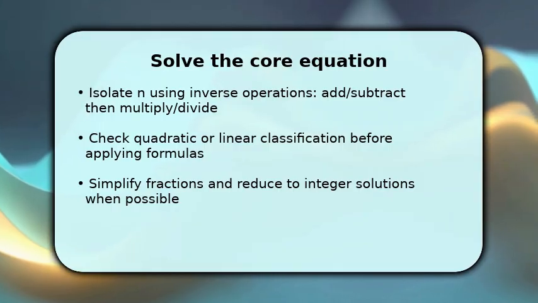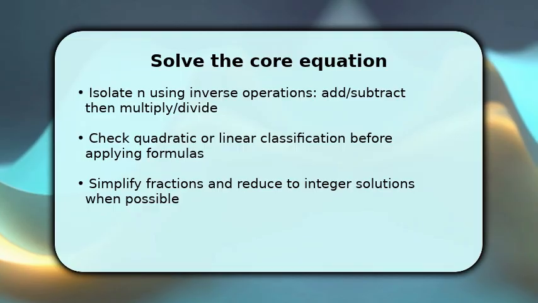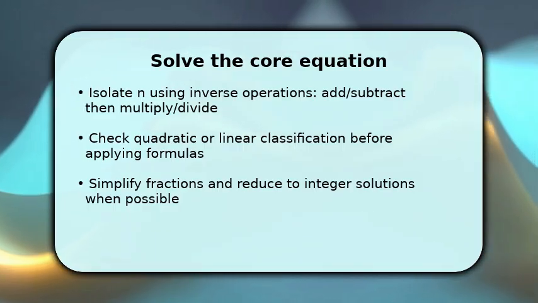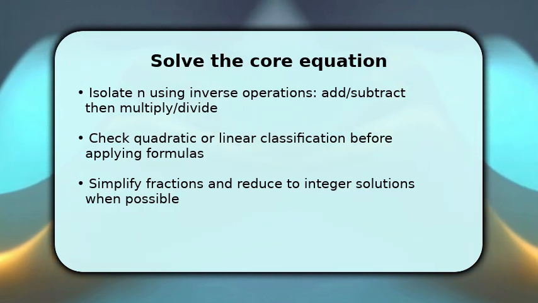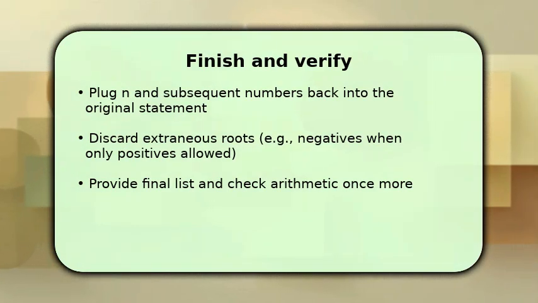Once you find candidate values for n, compute n plus 1, n plus 2, as required so you can verify they satisfy the original. Complete the process by substituting your n and the following numbers back into the original statement to confirm they meet the condition. This is how you prove correctness.